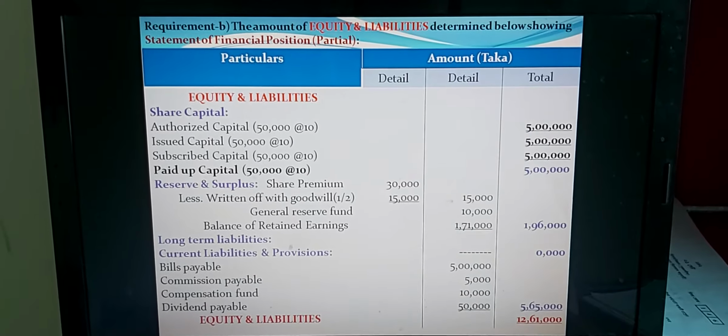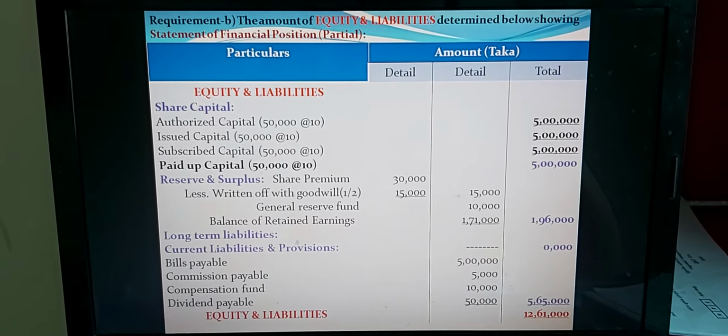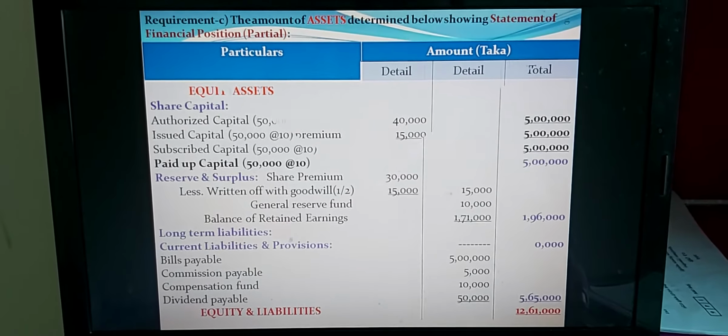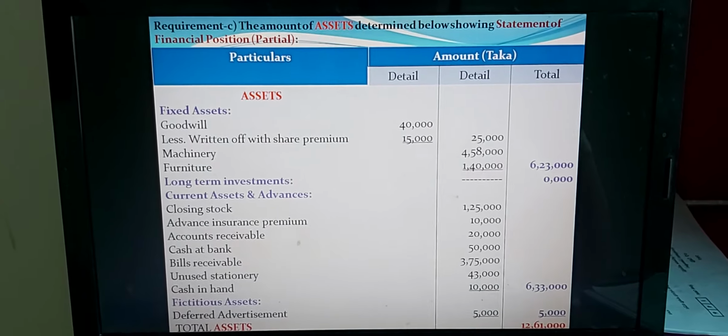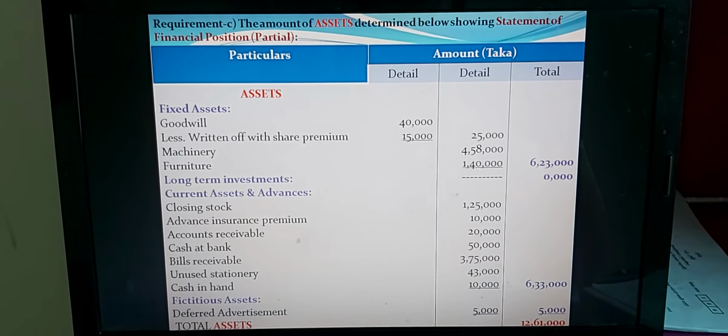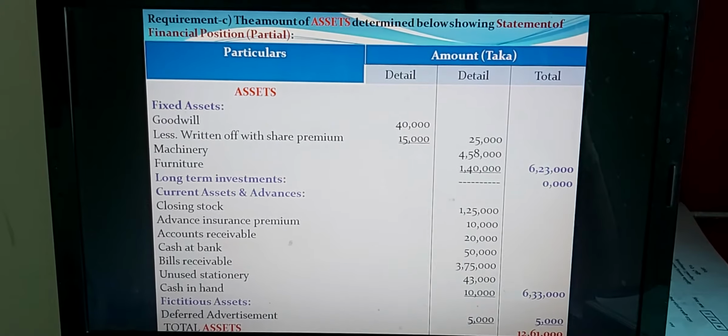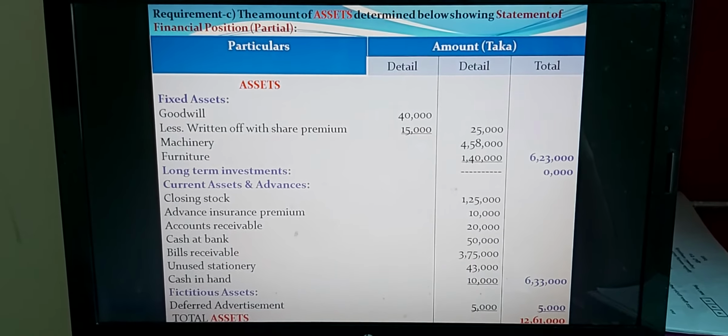I think you have understood the requirement B, and you can go to the requirement C, the amount of assets. So you can write in this way, the amount of assets determined below showing statement of financial position, that is the partial.